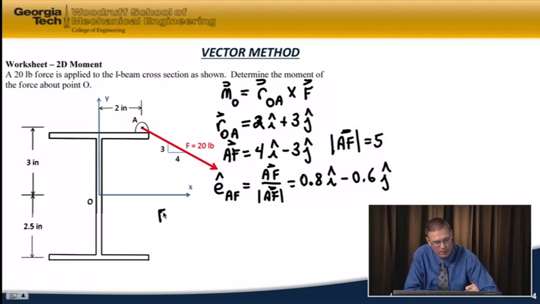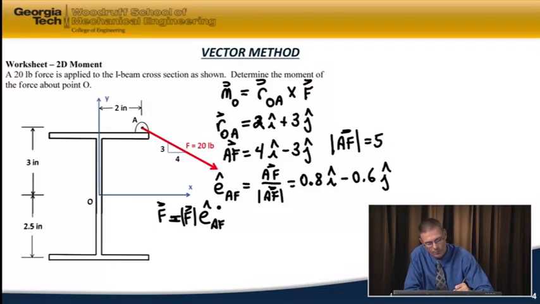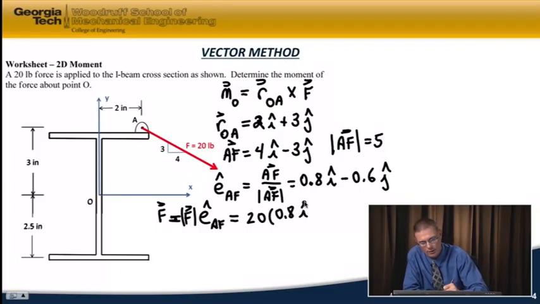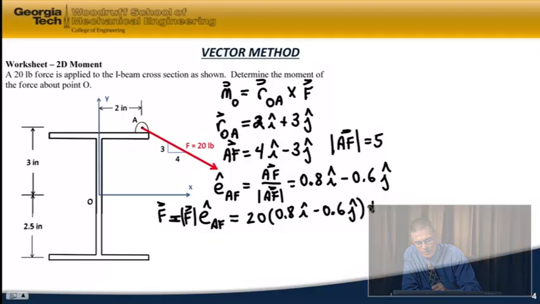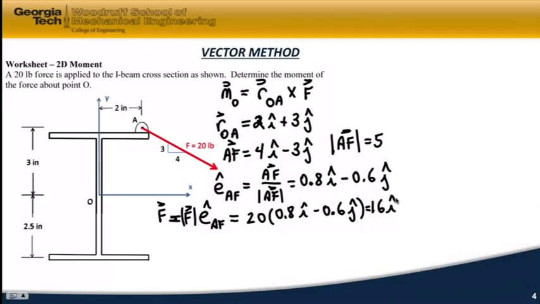And so that allows us to write the force in vector form with a magnitude and its direction. Its magnitude is 20. Its direction is 0.8 in the I direction minus 0.6 in the J direction. And so that's 16I minus 12J. And the force units are pounds in this case. The position vector units up here are inches.